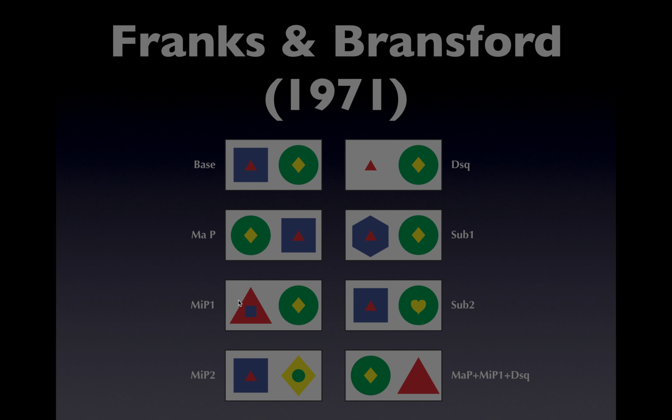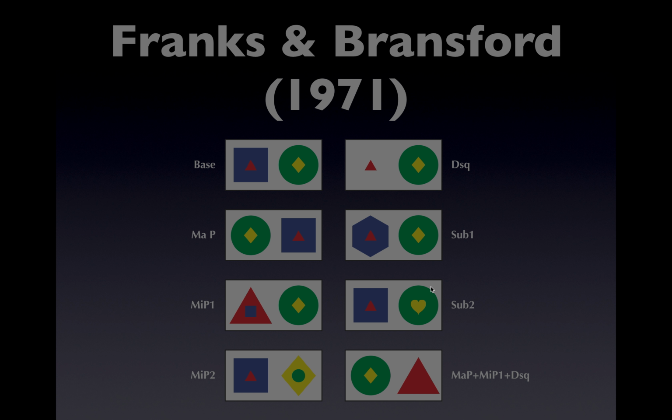Or you might do a minor permutation of 1. So instead of a big blue square and a small red triangle, now you have a big red triangle and a small blue square. They just flipped the sizes of those two. That's a minor permutation. You could do a minor permutation of 2. Here you notice that it used to be a big green circle and a small yellow diamond. Now it's a big yellow diamond and a small green circle. Or you could substitute shape 2.